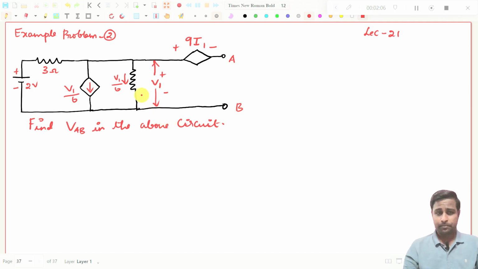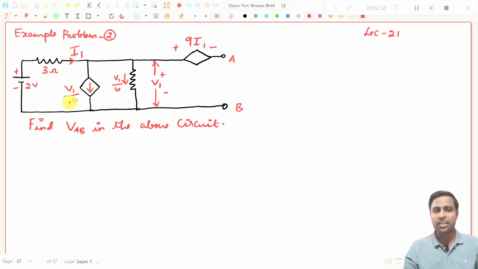What do you need to know to get the VAB value? This is a dependent source 9I1. This is a voltage source that depends on current. That current is not mentioned here, this is I1. This 9I1 voltage source, a current dependent voltage source, depends on this branch current.